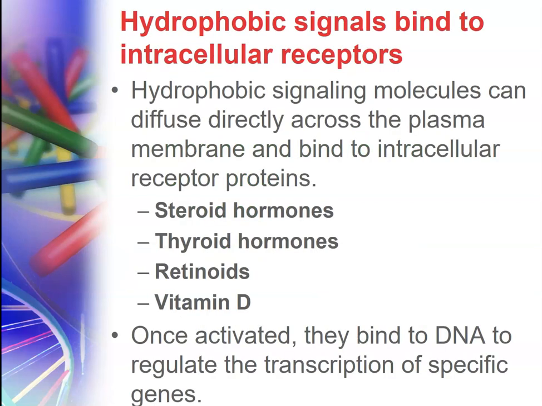So hydrophobic signals are like NO, they're hydrophobic and they can diffuse across the plasma membrane, and they don't need a cell surface receptor, so their receptors will be inside. They can be in the cytosol, or sometimes they're actually in the nucleus. So steroid hormones, thyroid hormones, retinoids, vitamin D, all of these hormones act in this way. And the way that they work is they bind to DNA and regulate the transcription of specific genes.